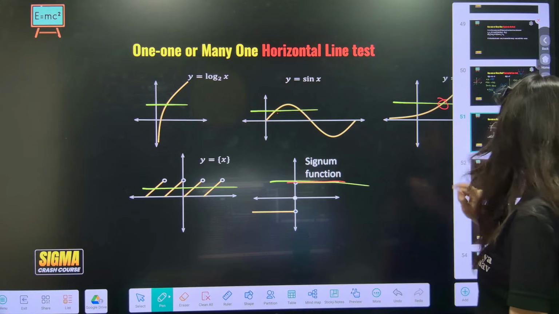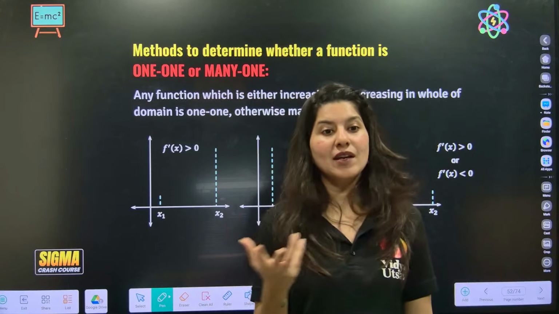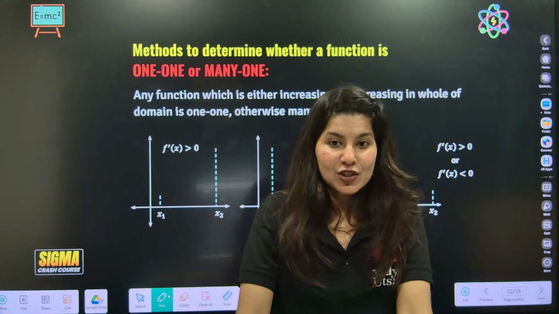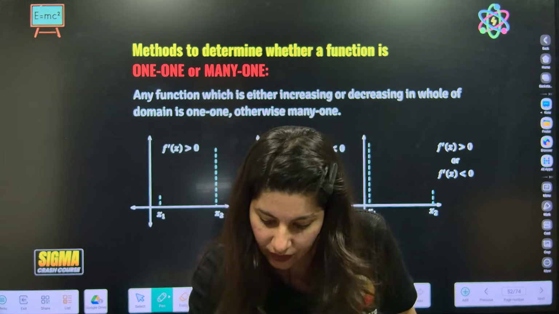Now one method which is my favorite method and which is NTA's favorite method, JEE Main method, to figure out whether the function is one-one or many-one. Now this is something which is very important.